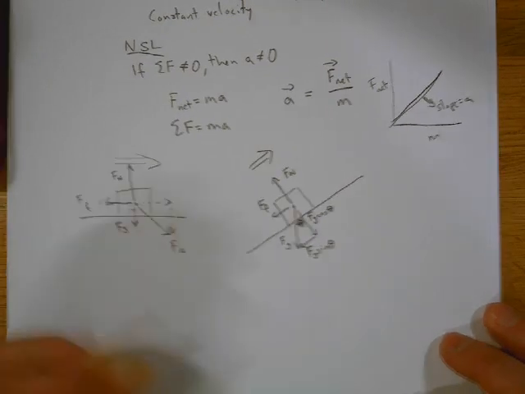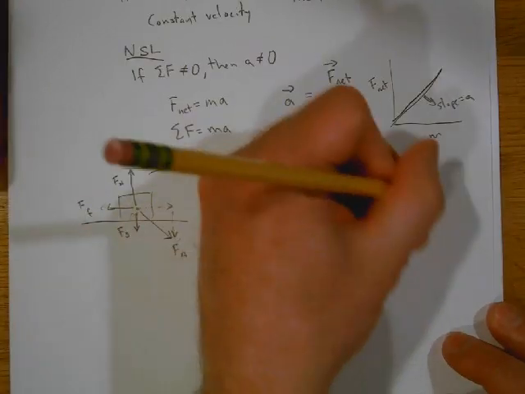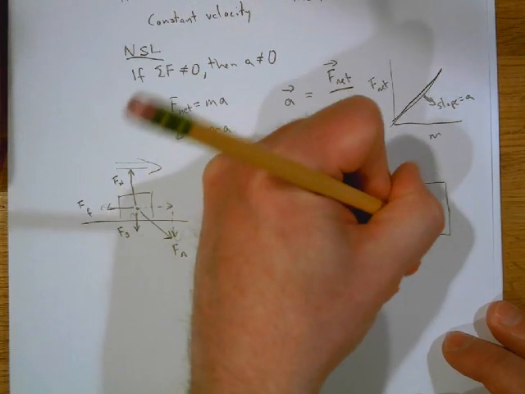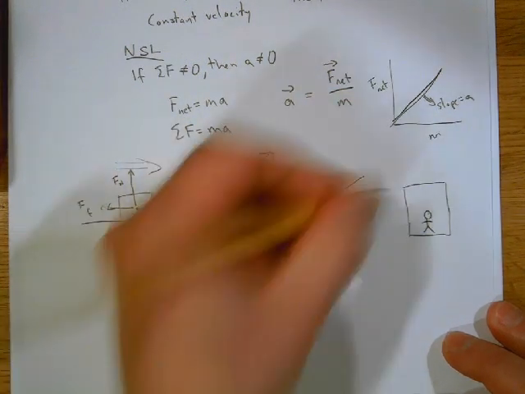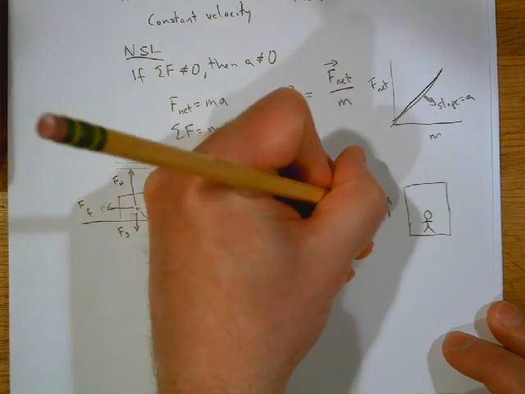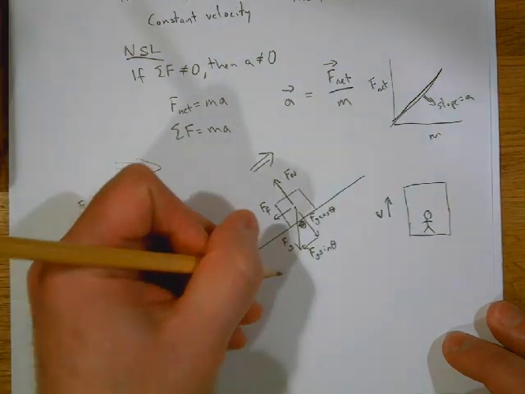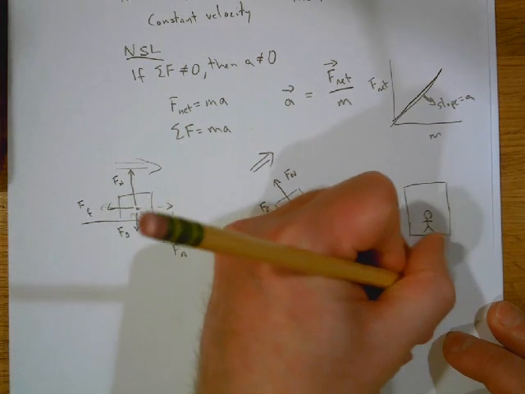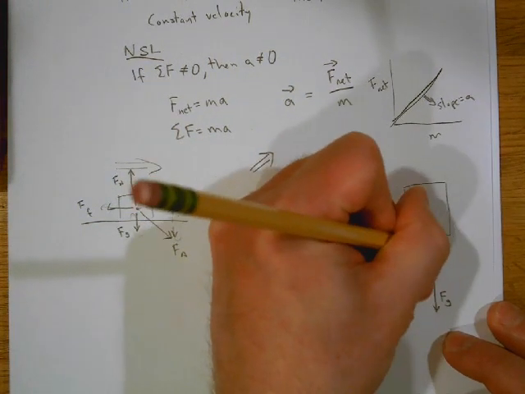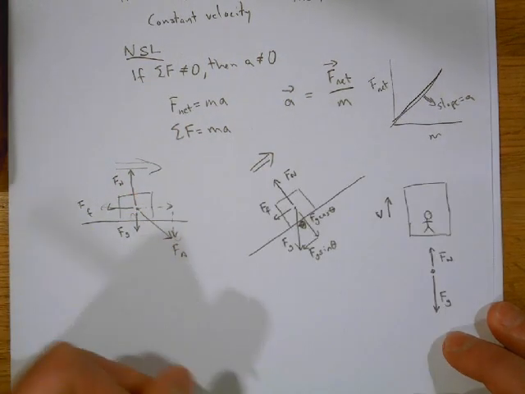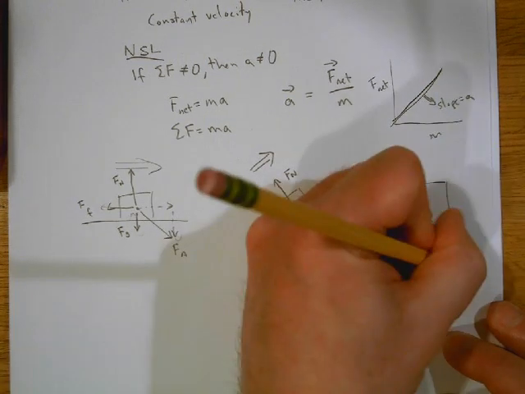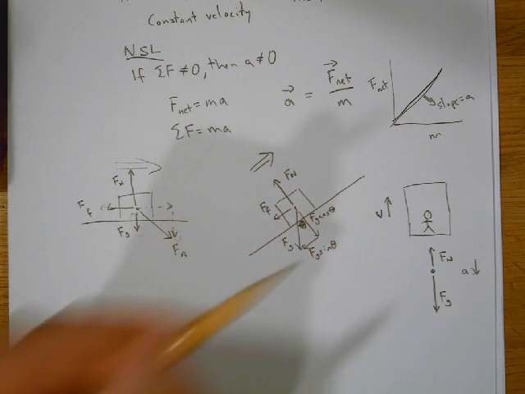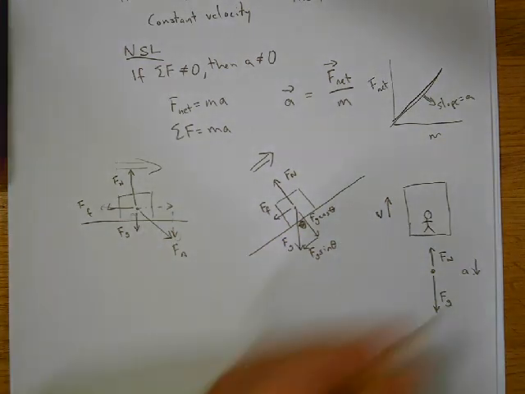Maybe there's going to be a problem where you're riding on an elevator. So there's somebody in an elevator, and let's say that it's moving this way, but maybe you draw your FBD and you get an FBD that looks like this, Fg, and then your normal force. Well, geez, this would mean that I'm accelerating downward. So if I'm moving up and accelerating down, I'm slowing down.